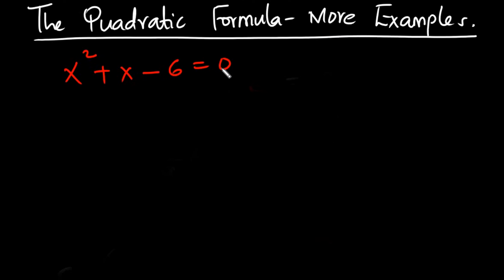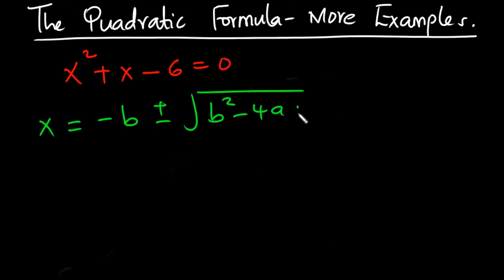We said that the quadratic formula is x is equal to negative b plus or minus the root of b squared minus 4ac, all over 2a. And we said a is the coefficient of x squared, b is the coefficient of x, and c is the constant.